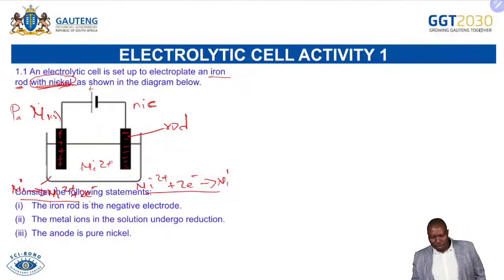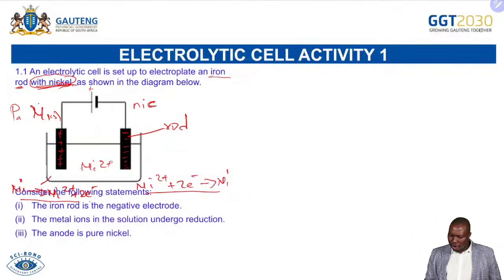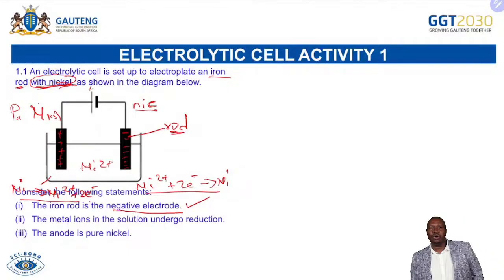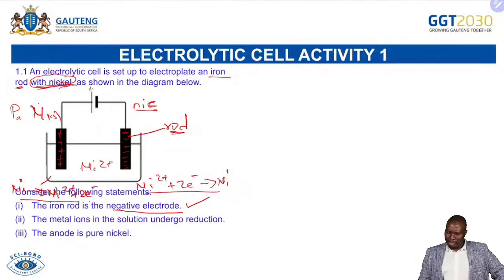Now they are saying, consider the following statements. They are saying the iron rod is the negative electrode. Oh, negative is cathode. Iron rod, yes, correct. You see, analyzing a question helps you, when you go to the answers, to see them and not waste much time. The metal ions, which is nickel 2 plus, in the solution undergo reduction. Yes, nickel 2 plus, which is the metal ion, undergoes reduction. Very correct, this one.